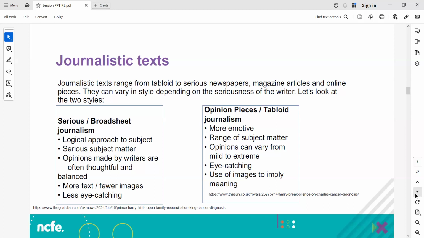There'll be a range of subject matter from reporting on serious world and national events to celebrity gossip, fun human interest stories. Opinions can vary from mild to extreme. There'll often be lots of pictures, and usually they will be bigger than the pictures you would see in broadsheet journalism, often taking up a large proportion of the page. And the images are often as much a part of the story.